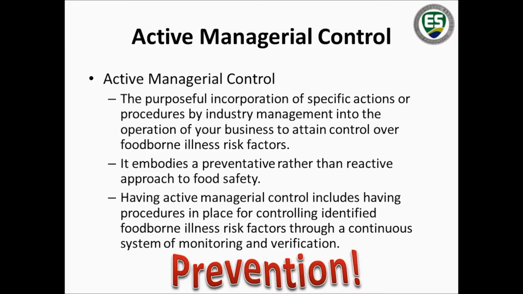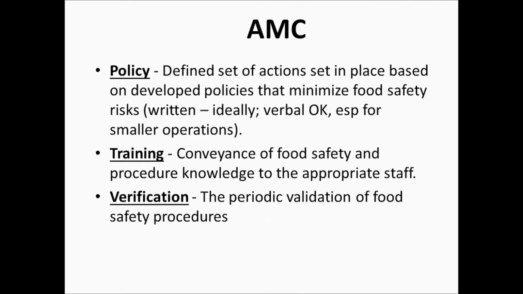Now, talking about active managerial control, some of the definitions: the purposeful incorporation of specific actions or procedures by industry management into the operation of your business to attain control over foodborne illness risk factors. It's actively going out there and saying, I know what they are and I'm going to take control of them. It embodies a preventative rather than reactive approach to food safety. Having active managerial control includes having procedures in place for controlling identified foodborne illness risk factors through a continuous system of monitoring and verification. So we're going to talk about, as I said, policy, training, and verification.